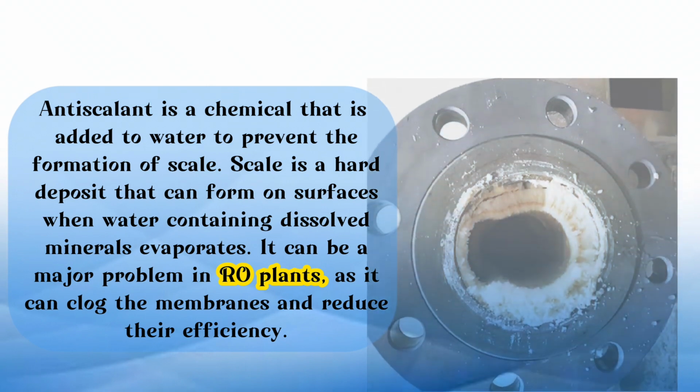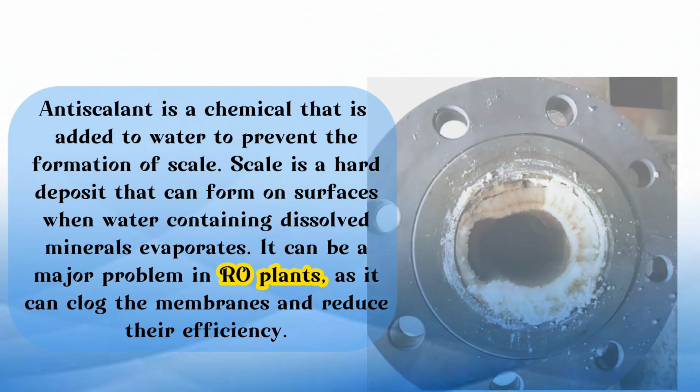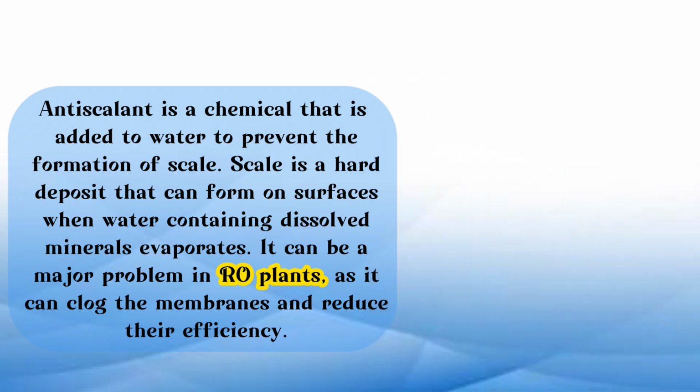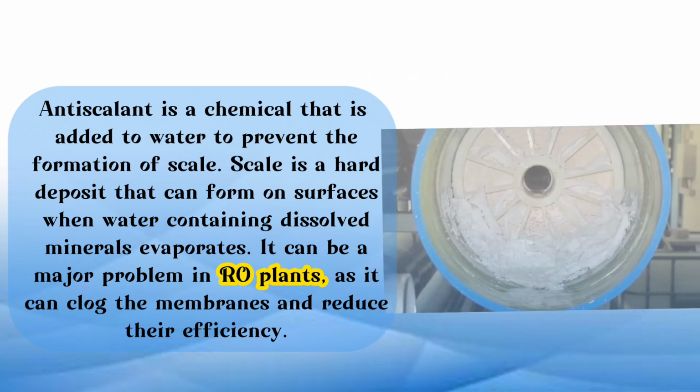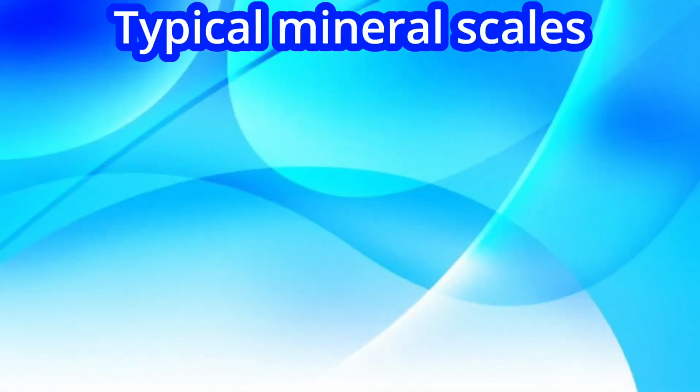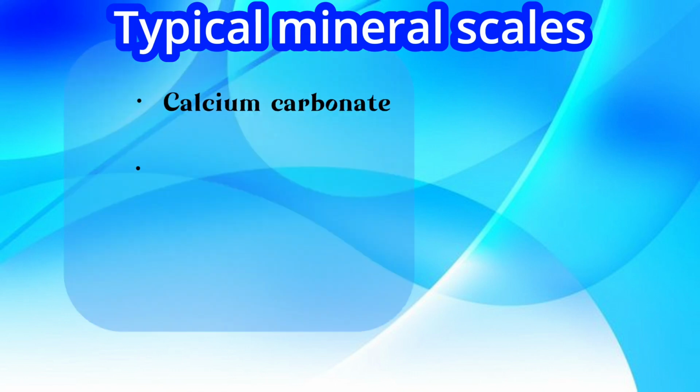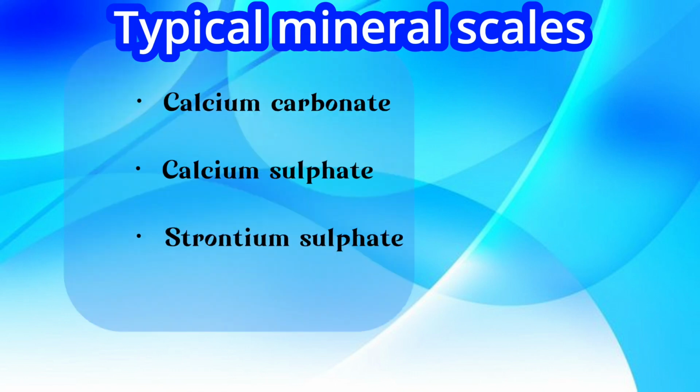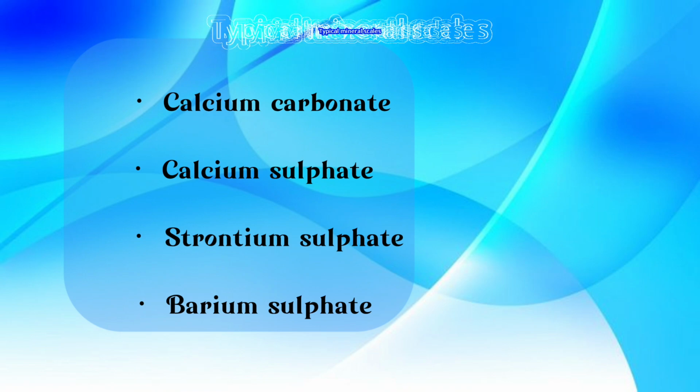Scale is a hard deposit that can form on surfaces when water containing dissolved minerals evaporates. It can be a major problem in RO plants, as it can clog the membranes and reduce their efficiency. The most typical mineral scales to be concerned about are calcium carbonate, calcium sulfate, strontium sulfate, barium sulfate.